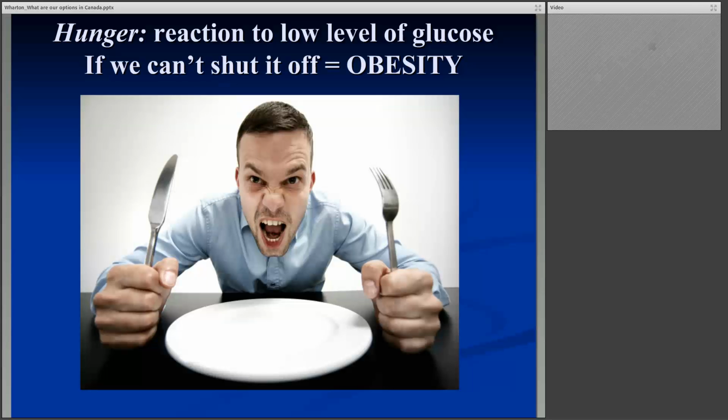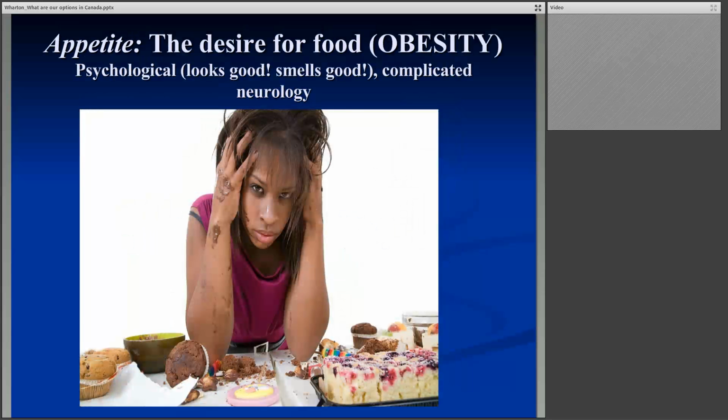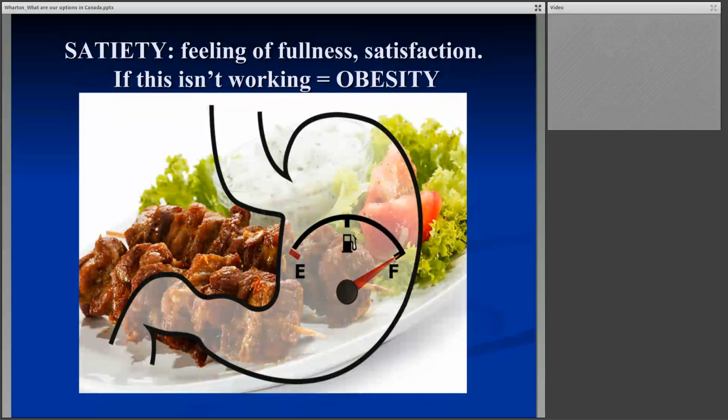But there are some people where the hunger can last for long periods of time without it being shut off. But the bigger problem is our appetite. Your appetite is your desire to eat extra food and to eat food that either looks good, smells good, and can be high in calories. And that's a complicated biological and neurological aspect to understand. Now, most people have the most trouble with this aspect and cannot shut off their appetite properly. So let's talk about the shutting off concept, and that's called your satiety. The satiety is the feeling of fullness, feeling of satisfaction, and if this isn't working, then your weight goes up and up.